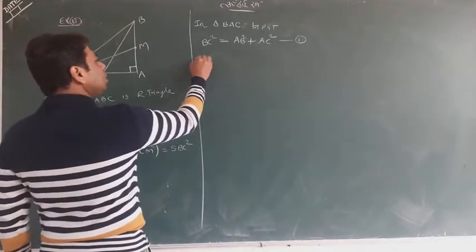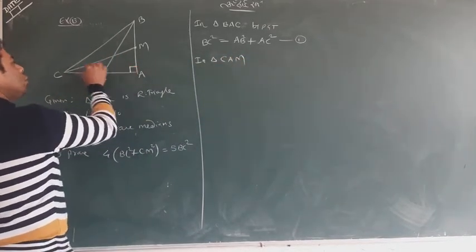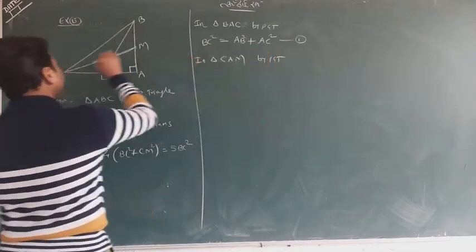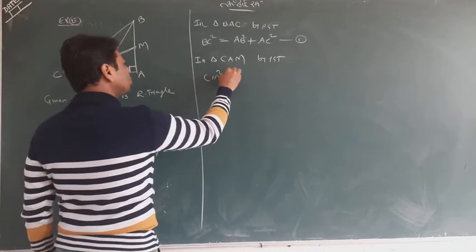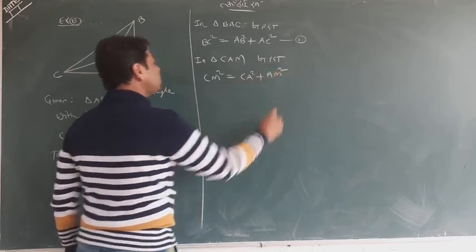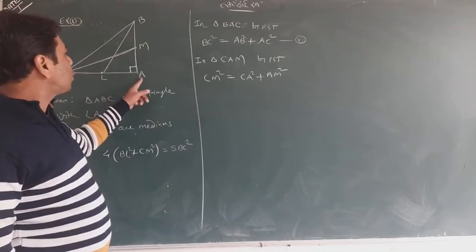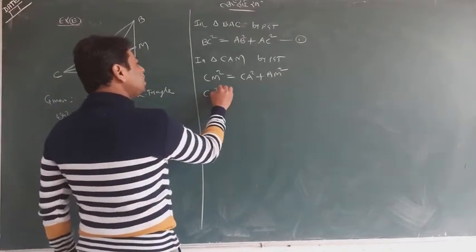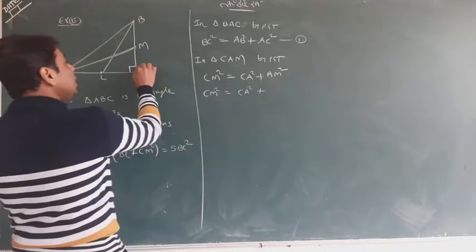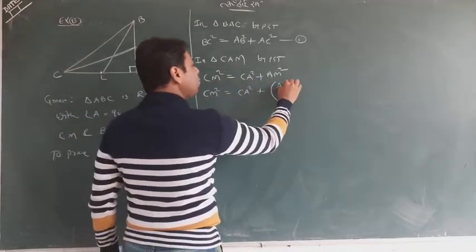Now in triangle CAM, which is also a right angle triangle where the hypotenuse is CM, by PGT what do I write? CM square equals CA square plus AM square. Now try to understand, this is a very important term I'm writing here. CM is same, CA is same, but AM square, where AM is half of AB because M is a midpoint. So instead of AM, I am writing half AB.